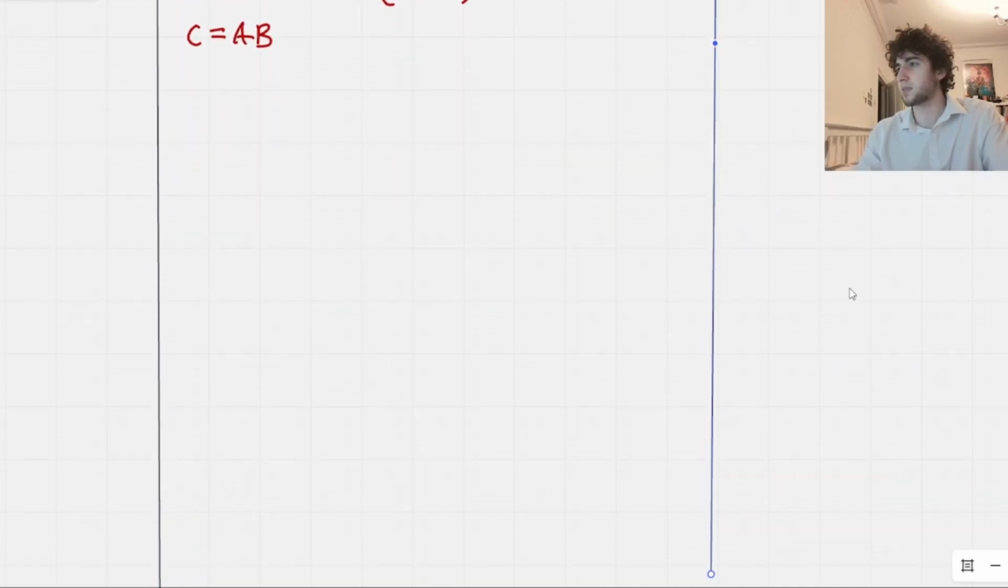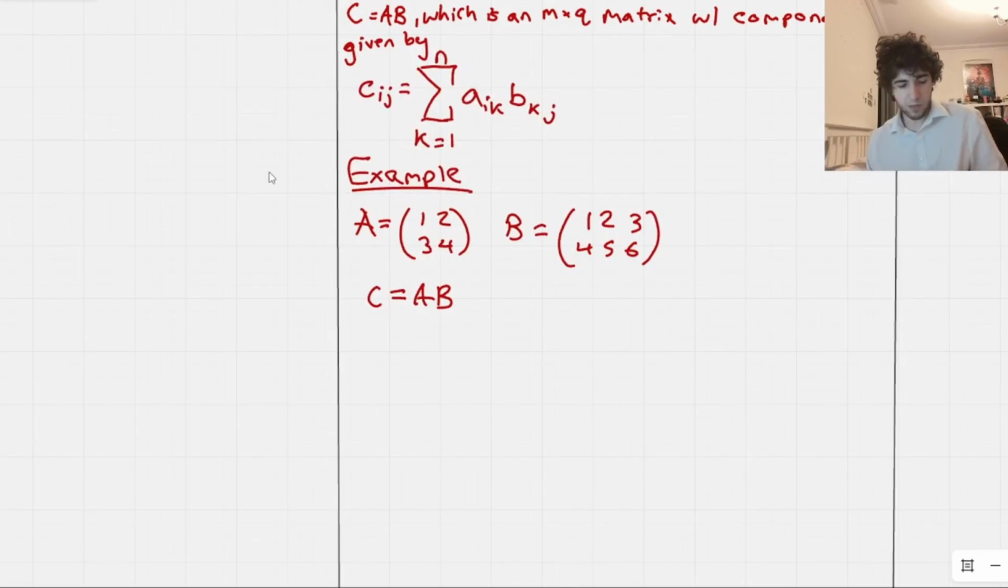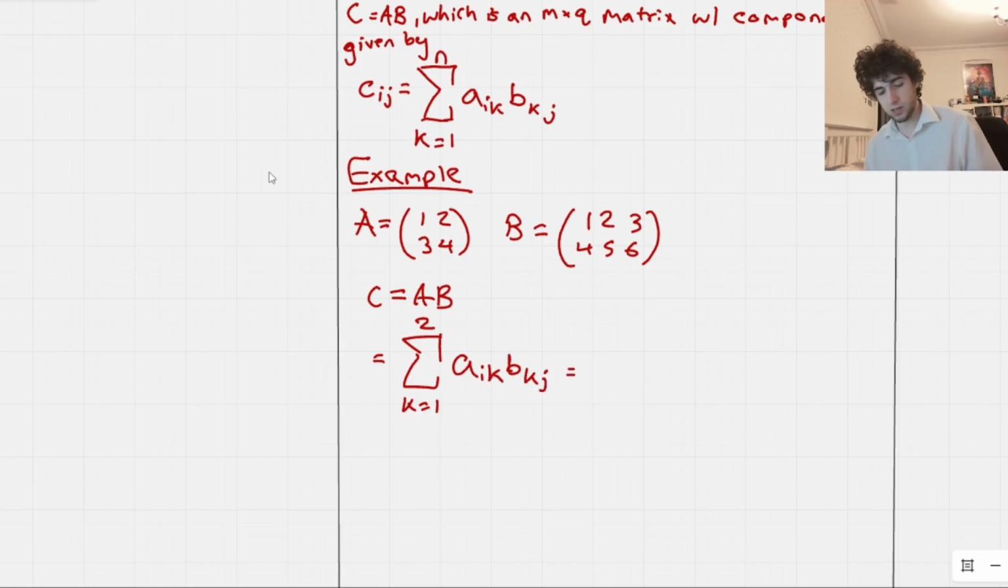algebra, some summing. This is just going to be equal to the sum from k equals 1 to n, in this case n is equal to 2, because we had m by n and p by q, so n by q because p is equal to n, and m by n in this case is a 2 by 2, so n is equal to 2, of a_ik b_kj. So this is the same thing as a_i1 b_1j plus a_i2 b_2j. This is effectively how we will compute the entries of our resultant matrix C.